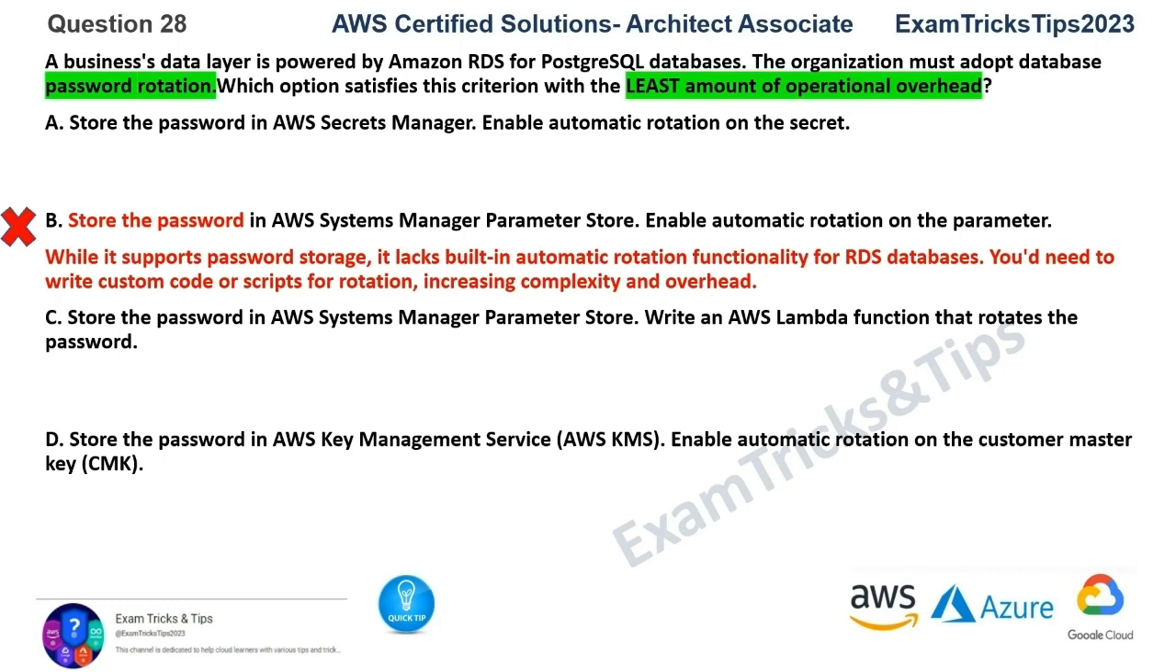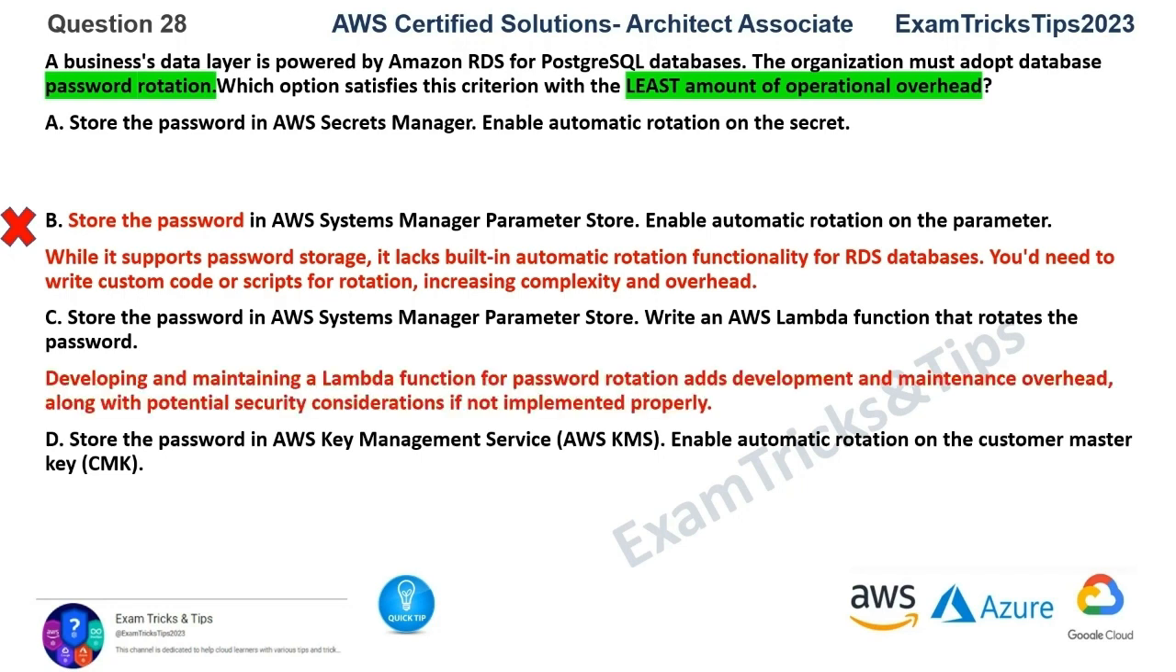And it is saying now use Lambda function for rotation of the password. So you're basically again writing custom scripts for doing this job for rotation of the password, which is a strict no-no. It doesn't matter. It is Lambda function. It's serverless. You don't need it. This service is not built for storing passwords and doing an automatic rotation of the password. So it's a wrong option.